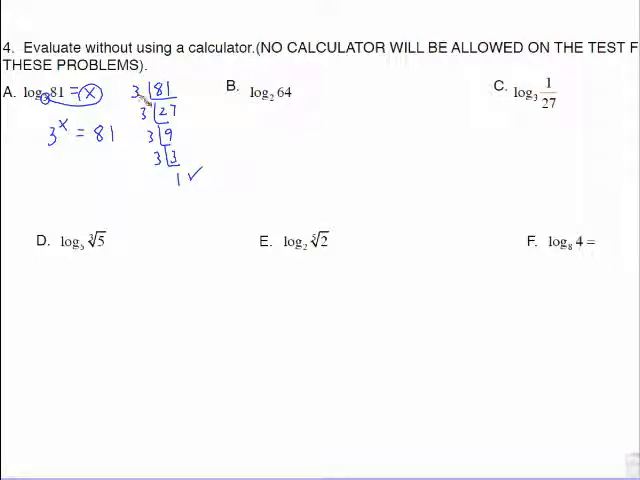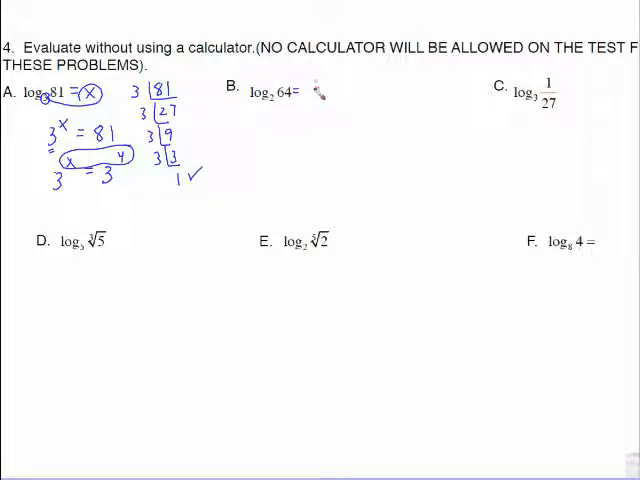Why did I start dividing by 3? Because this base over here is 3. So 81 is the same as 3 to the 1, 2, 3, 4. And if that's equal to 3 to the x, then obviously that means x equals 4.